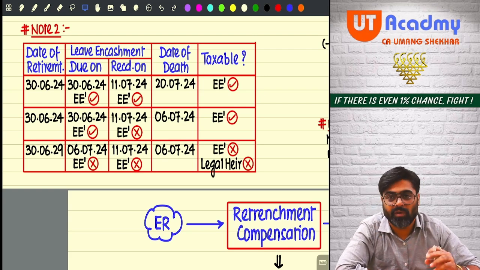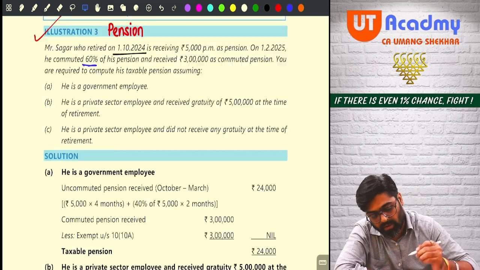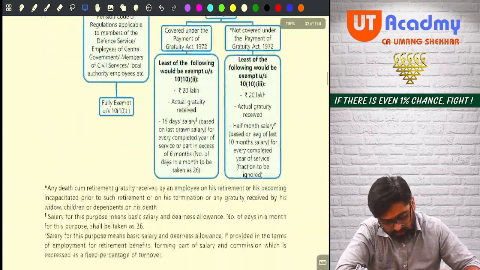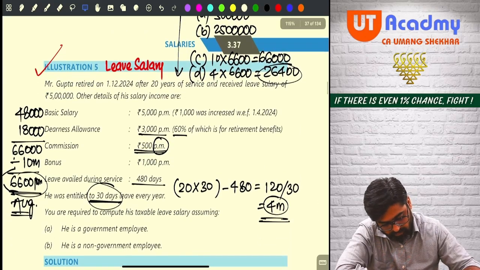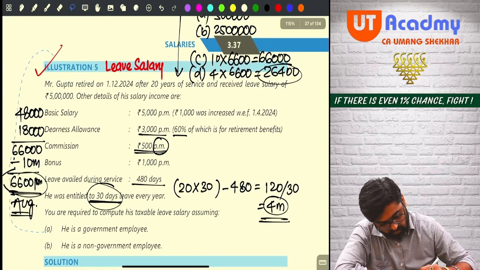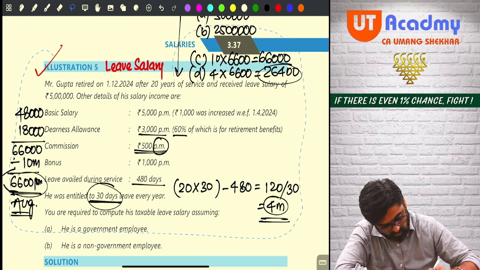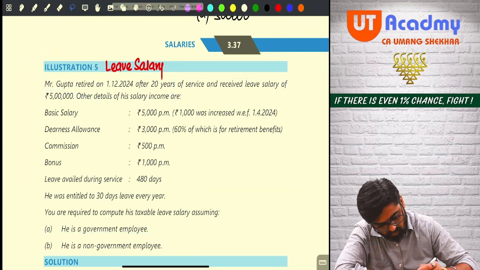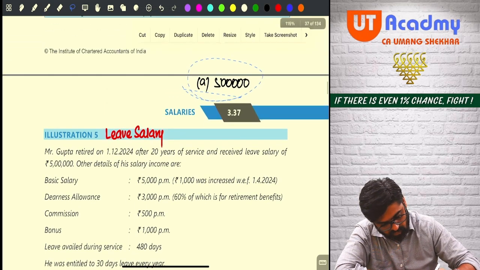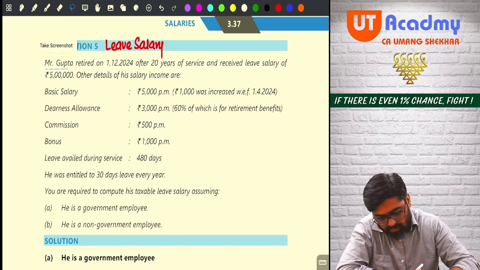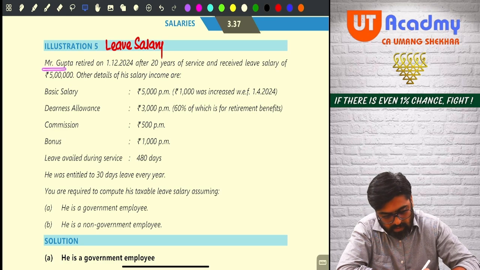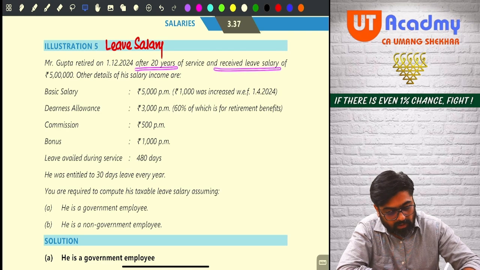Okay. Now we'll solve one question on leave salary. We'll come to know how much we have understood. Come to question number 5. Mr. Gupta retired on 1st December 2024 after 20 years of service and received a leave salary of rupees 5 lakh.